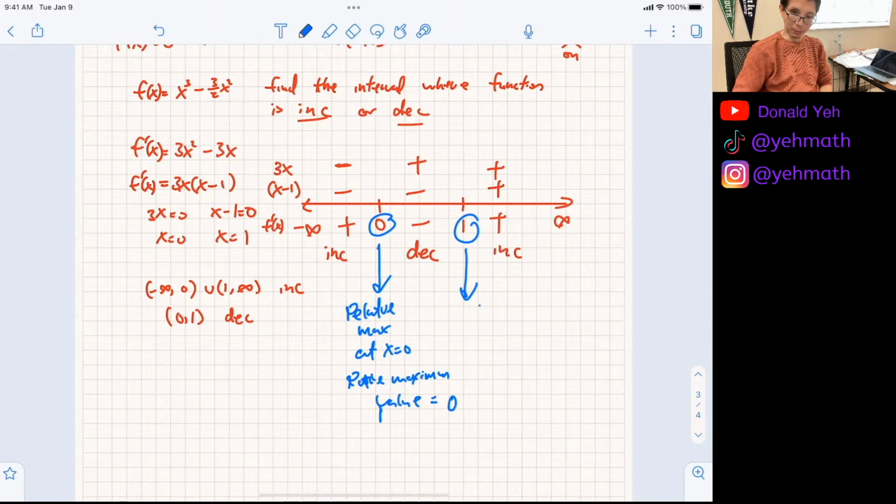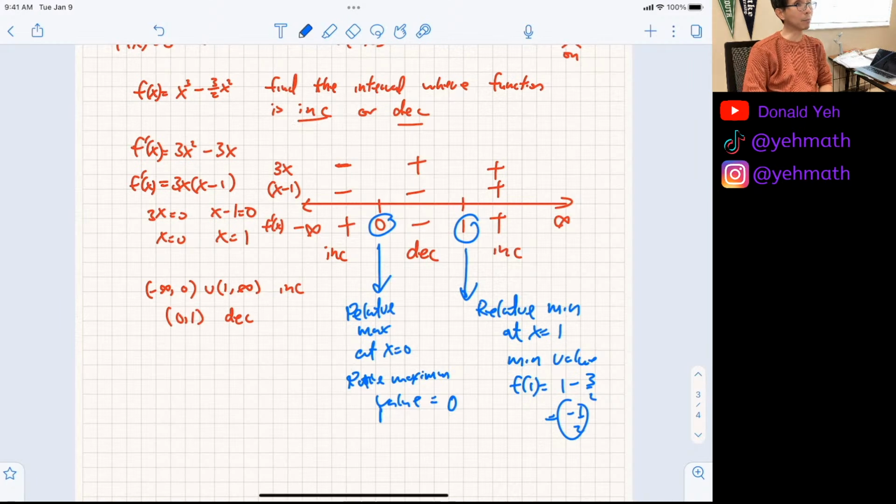And what happened at 1? What is this? Relative what? Minimum. If I want to find out the value at x equal to 1, the minimum value is going to be what? f of 1 is going to be 1 minus 3/2, which is equal to -1/2. So that is a relative minimum value, and that's the thing you've got to be good at.